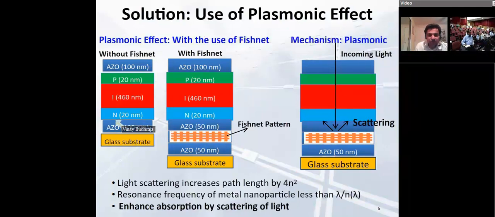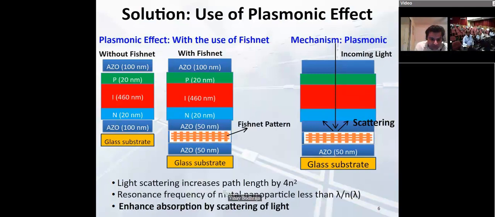The plasmonic effect consists of a nano pattern. You can see the figure on the very left, which is the PIN solar cell with back and front contact. We use a nano pattern and we call it the fishnet pattern. That fishnet pattern has the power of light scattering. This nano pattern gives the plasmonic effect, and when the incoming light comes to the back end, the back spacer, it scatters the light and increases the absorption in the intrinsic layer. This fishnet pattern gives the plasmonic effect because it works at a plasmonic frequency.